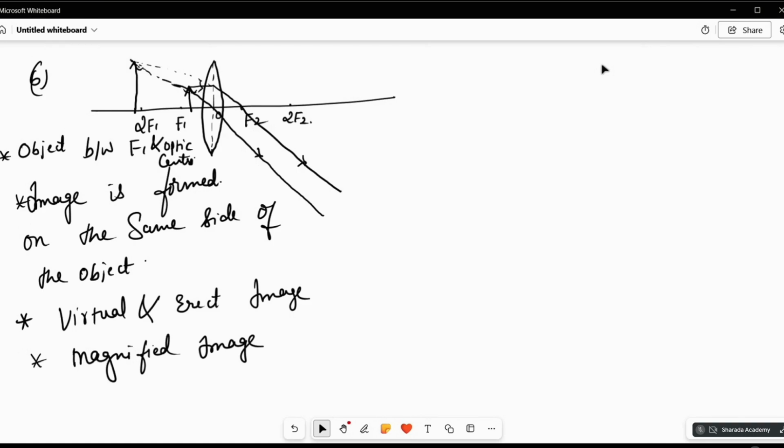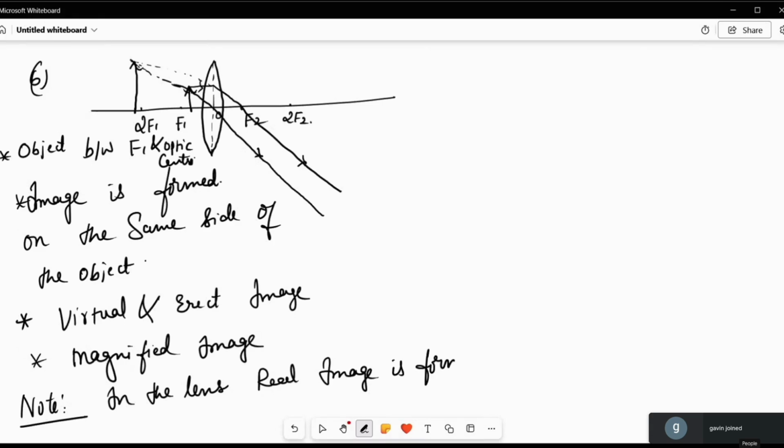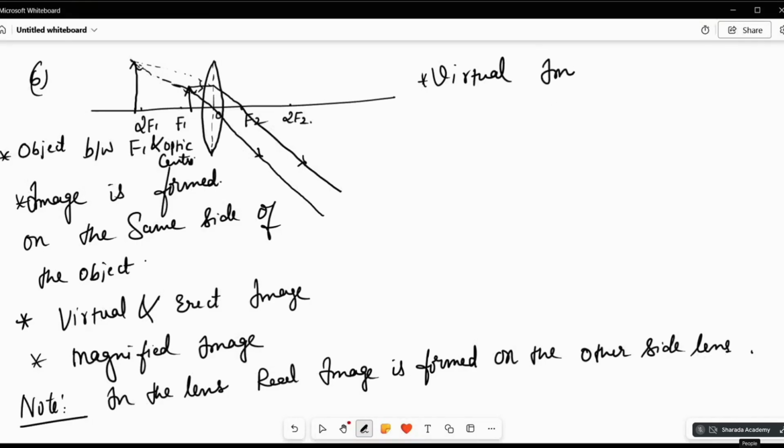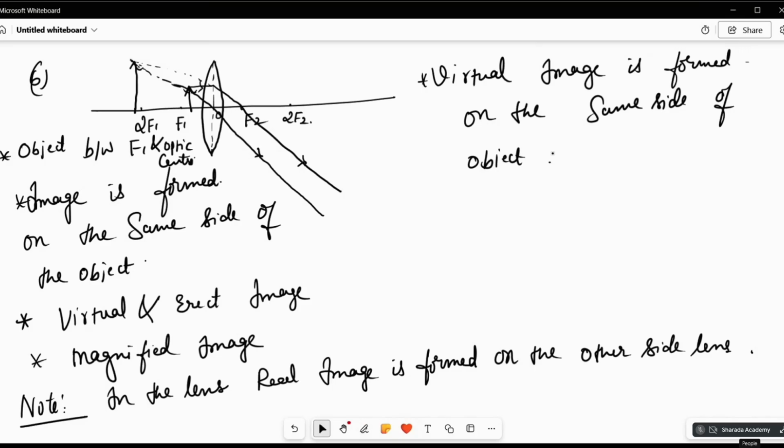One main key thing you people remember, write a note. In the lens, a real image is formed on the other side of the lens, always like that. And a virtual image is formed on the same side of the object. In a mirror, it was the opposite. Do you remember? When you get the image behind the mirror, it is virtual. In front of the mirror, it was real.